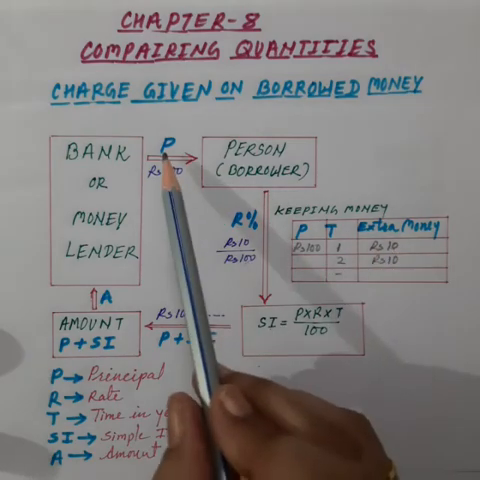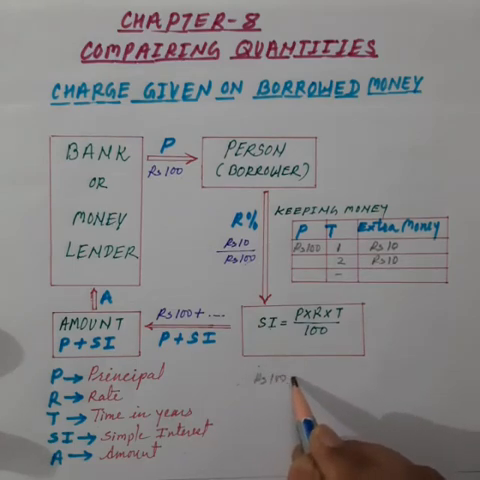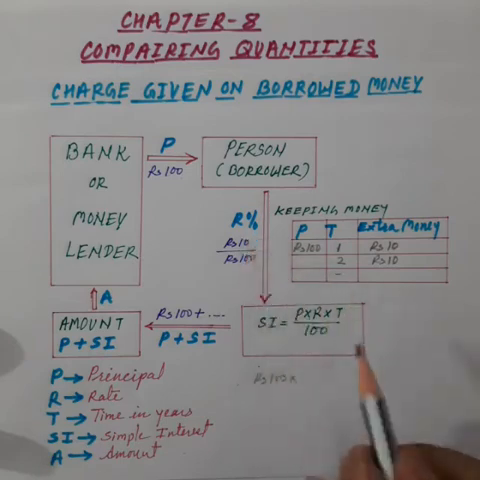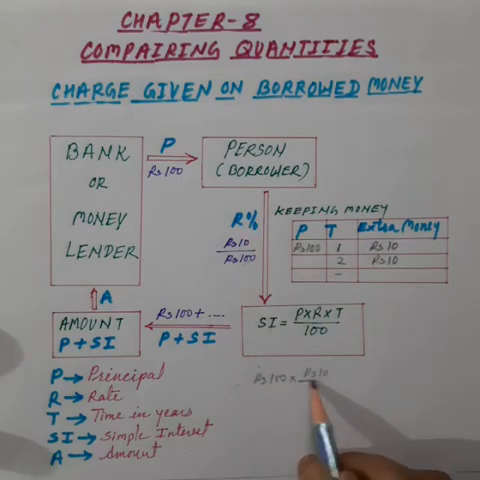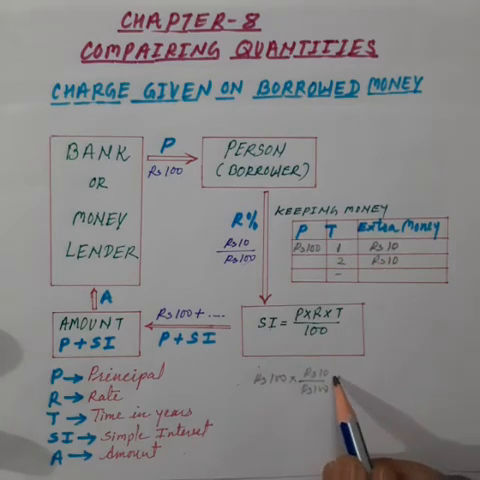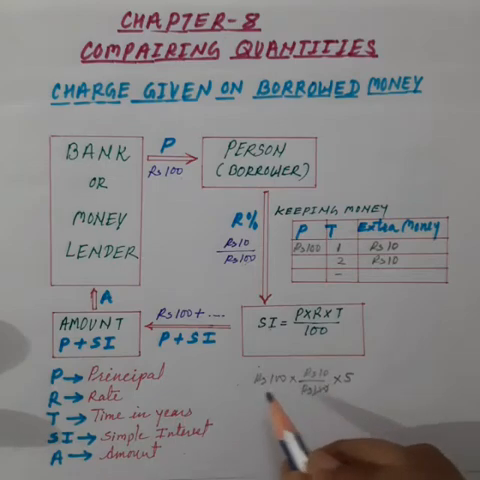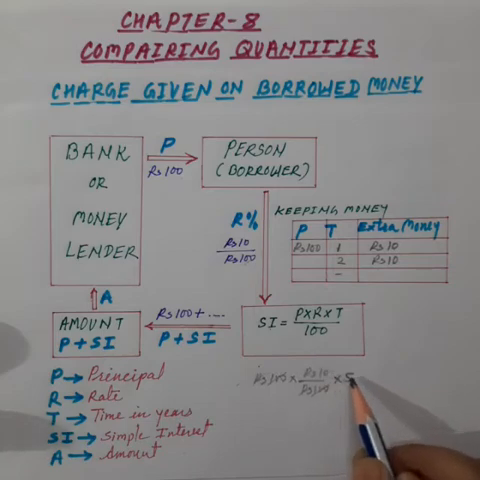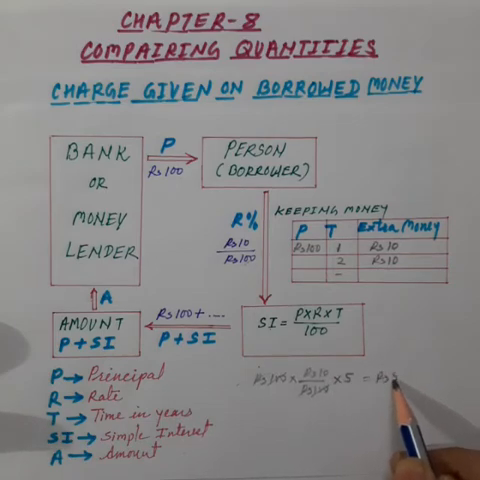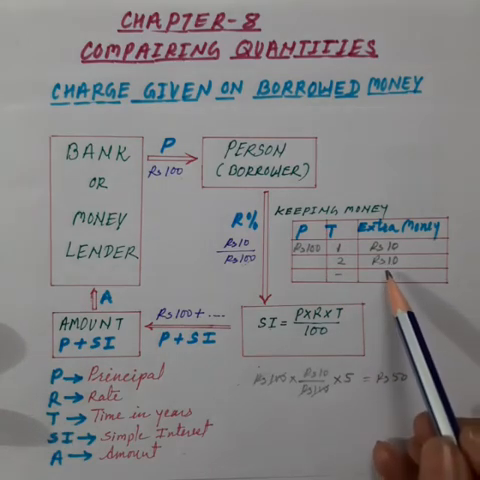How to find the extra money to be paid after a specified period of time? For that, we have to multiply the principal, here rupees 100, by rate percent. Rate percent is here rupees 10 extra on 100 rupees for 1 year. If he is keeping the money for 5 years, we have to multiply this by 5. So this 100 will cancel with this 100 rupees also, and 10 into 5 we will get rupees 50. So after 5 years he has to pay rupees 50 extra.